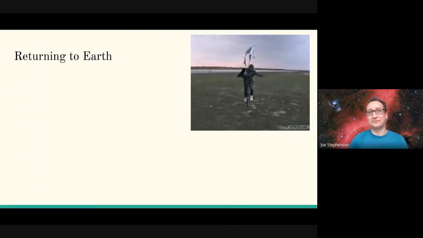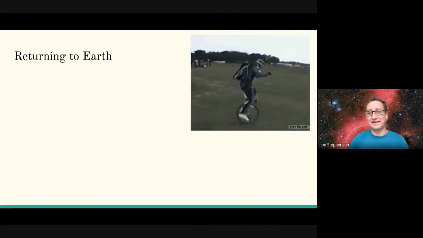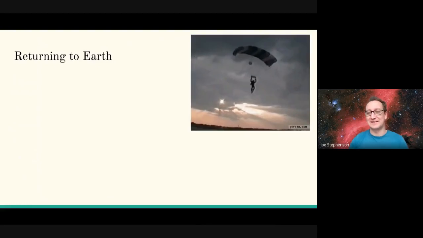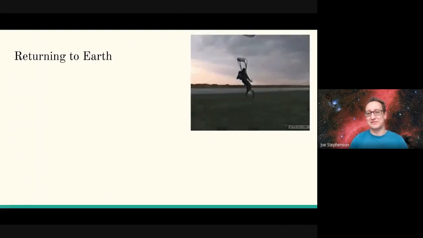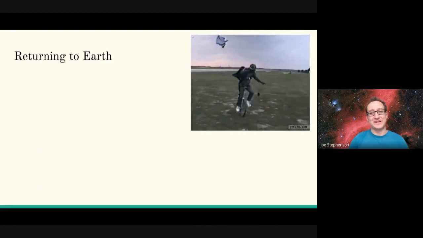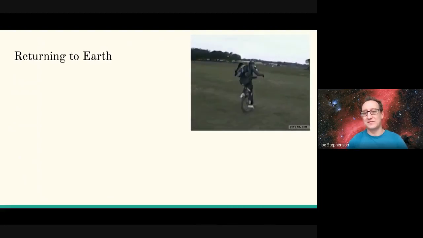Okay, so it's not the falling that kills you, it's the landing, because you go from such a high speed to a low speed, and if you do that badly, you're going to go splat. Okay, so we want to avoid that.